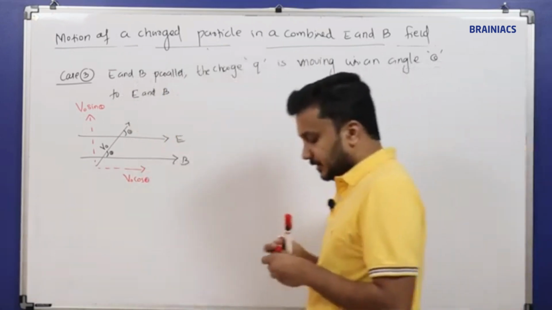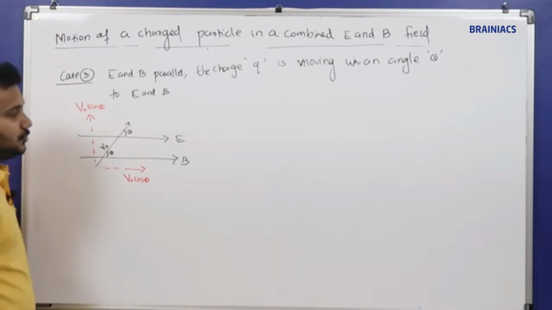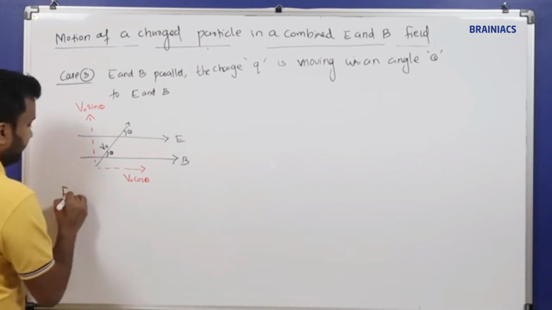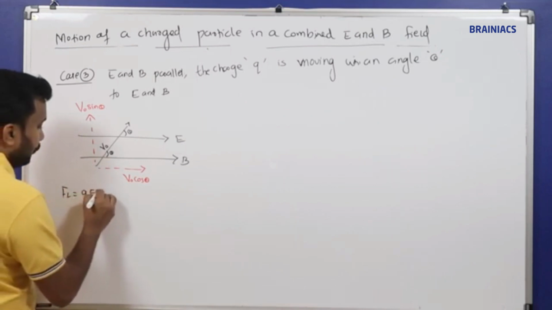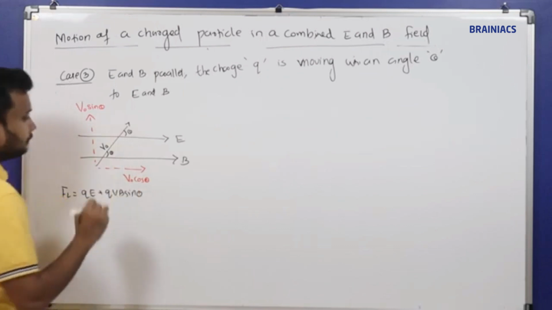The electric and magnetic fields are parallel to each other, and in that context two components will be there. Now the point is simple: with V0 cos theta, there is an electrical force here. Now we will write the equation for the Lorentz force. Lorentz force FL will be equal to QE plus QVB sin theta.